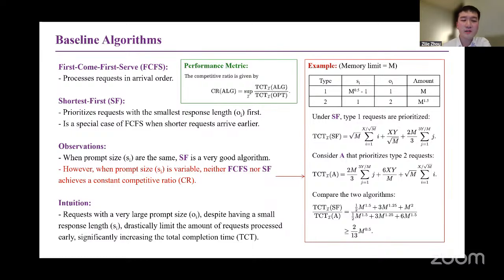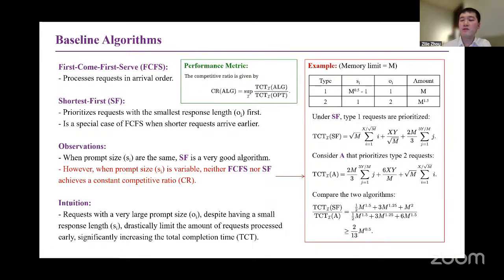If we use the shortest first algorithm, we prioritize the type 1 requests because 1 is less than 2, right? Because we have m of these type 1 requests, the total completion time is that we first need the square root of m dispatches and some of their times, plus the waiting time, plus the processing time of the type 2 requests. So we get the total completion time for shortest first. We don't say this is the optimal algorithm; we just consider some other schedules. For example, we first process all of these type 2 requests, and then process the type 1 requests. If we divide their total completion times, we find that the competitive ratio is at least on the order of the square root of m.